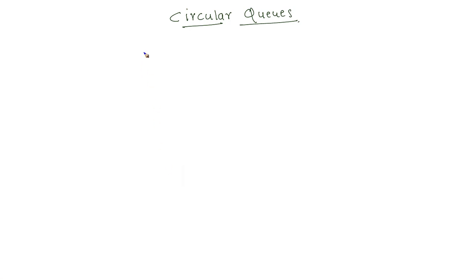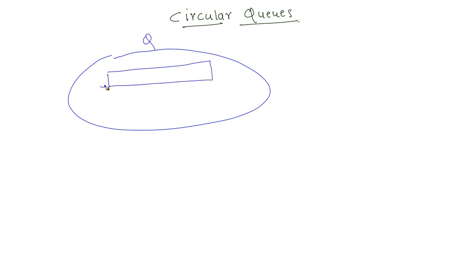So for example, if you see this queue, this is our data array, 0, 1, 2, 3, 4, and this is F, R, and let's say we do some NQ operations 10, 20, 30, 40. So F is 0, R is 3, let's say. Now, let's say I perform DQ twice. When I perform DQ, I delete this, F becomes 1. I delete this, F becomes 2.